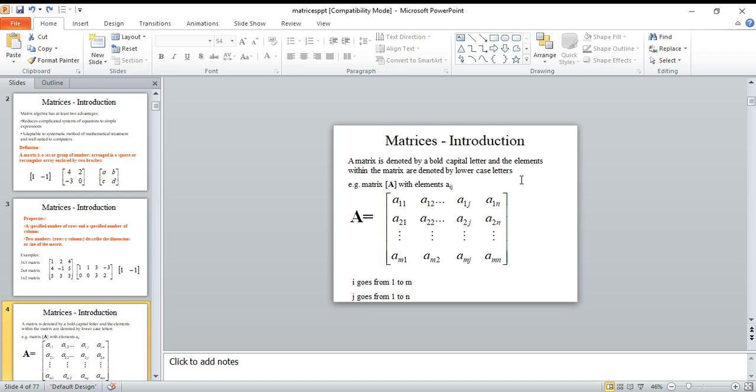Matrix A is equal to the matrix. The first element is a11. a11 means the 11 indicates the first row and first column. Next, a12 is in the first row and second column place. We want to express the place of the element. Next, a1j means the first row and jth column. The last one is a1n, first row and nth column.